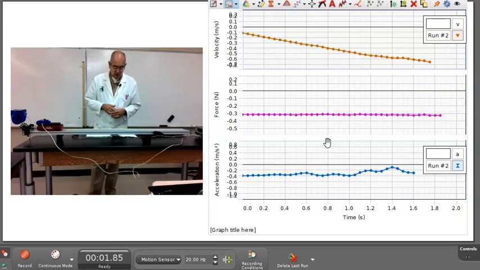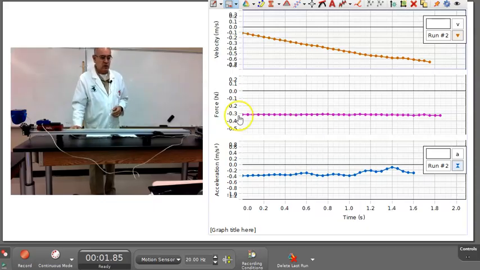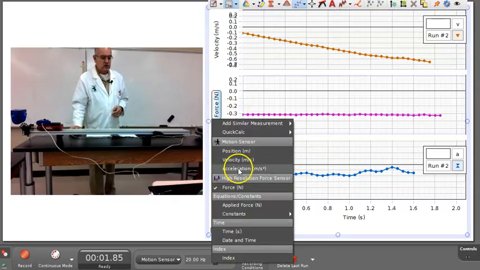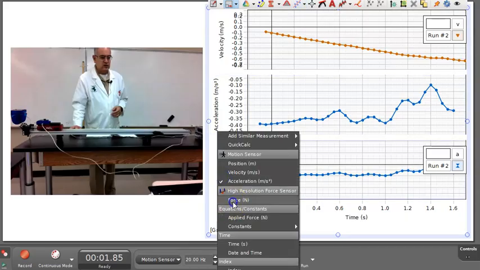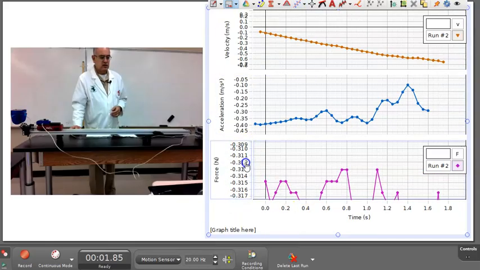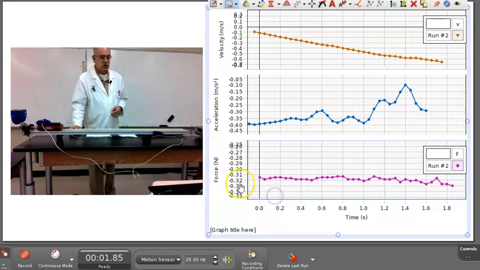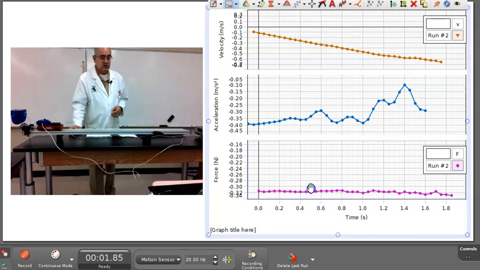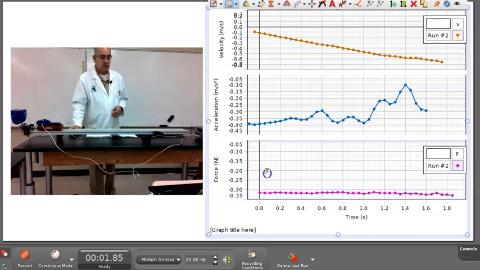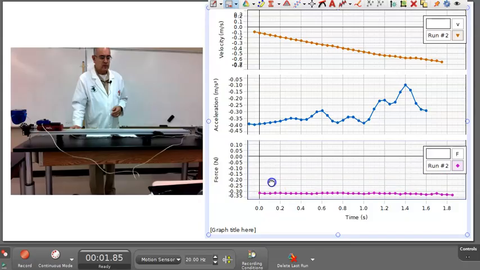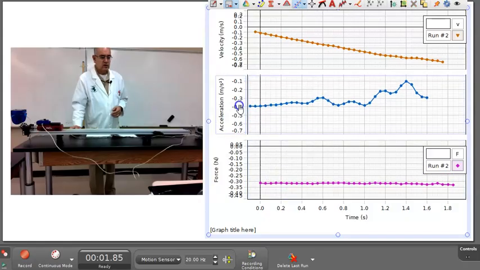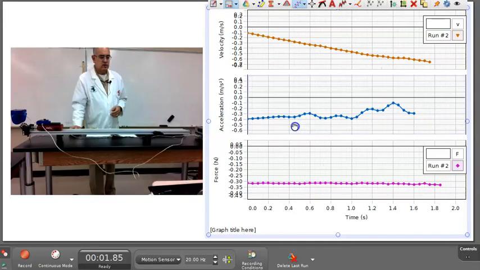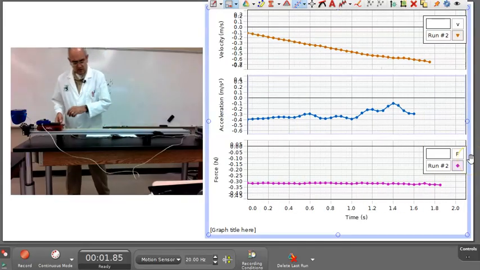What's the velocity graph going to look like? What's the force graph going to look like? What's the acceleration graph going to look like? Let me do a quick change here. I'm going to change this to acceleration and this to force so that it matches the axes on page 91. Okay, so there's the force, and here's the acceleration.